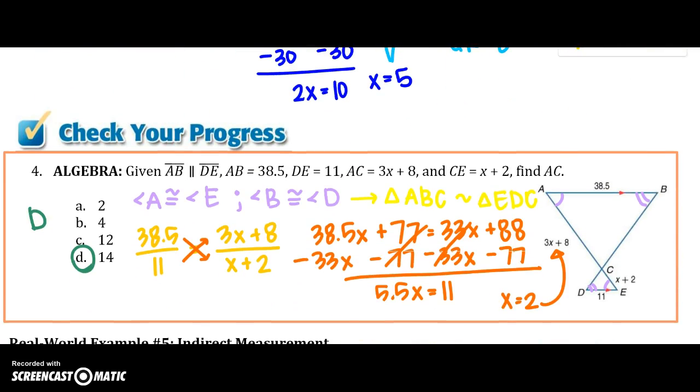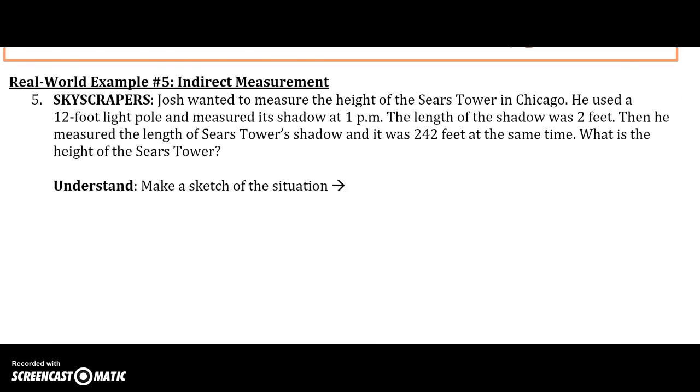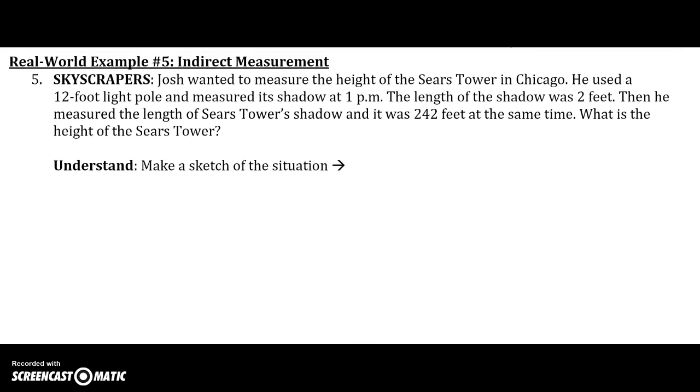There is your answer, D. And last example, one of my favorites, if you've ever heard of the shadow project, or the shadow example. So Josh wanted to measure the height of the Sears Tower in Chicago, something that would be very difficult to measure. He uses a 12-foot light pole and measures its shadow at 1 p.m. So I have the sun out, and I have a light pole that is 12 feet high, and its shadow at 1 p.m. is going to be 2 feet.